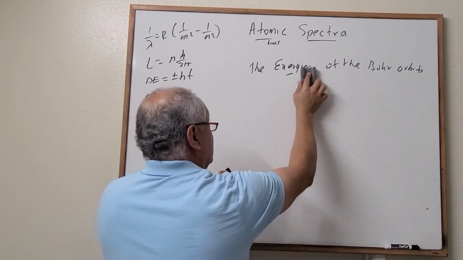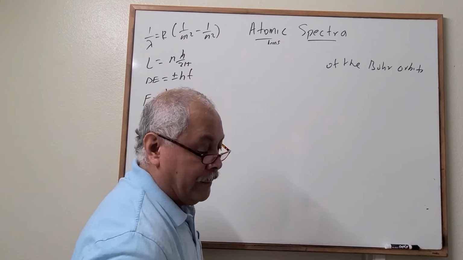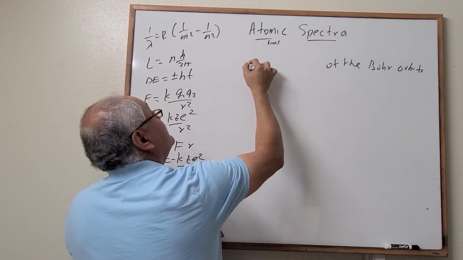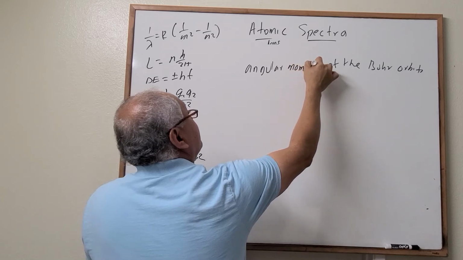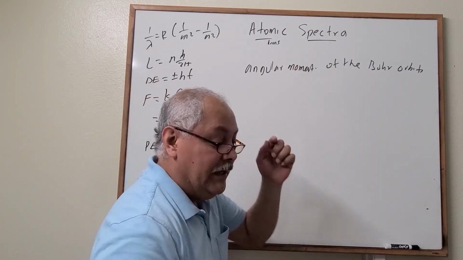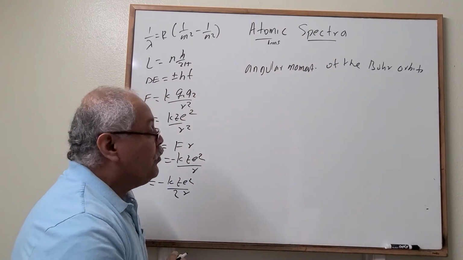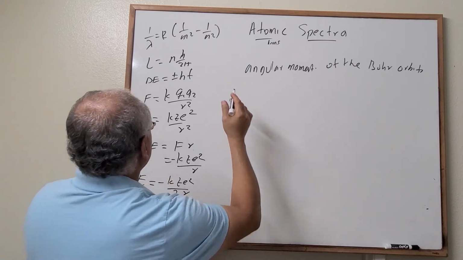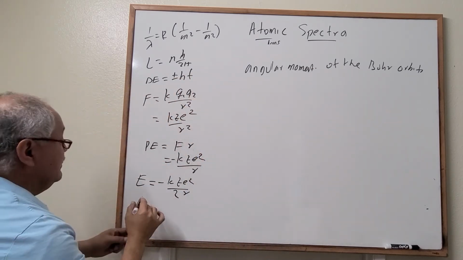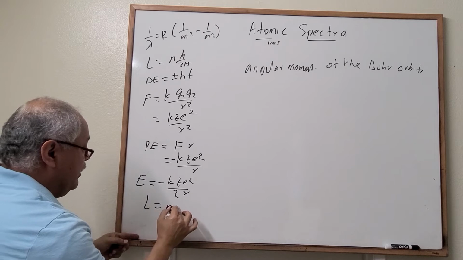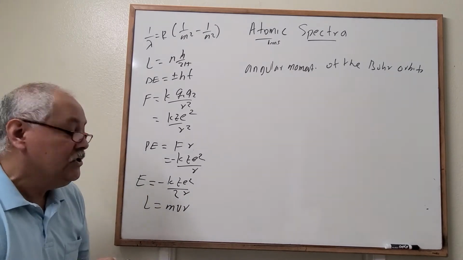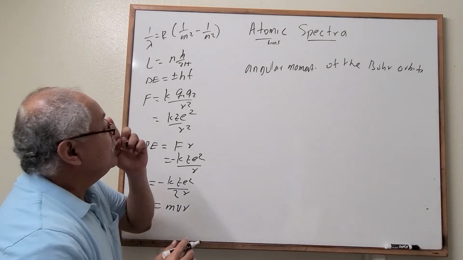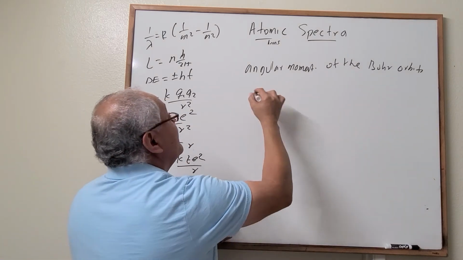Perfect, angular momentum. And see what happens. Angular momentum of the Bohr's orbit. Okay, let's do it. We define the angular momentum. The definition is equal to mvr. Of course, that's the magnitude. Perfect. So what do we have then?